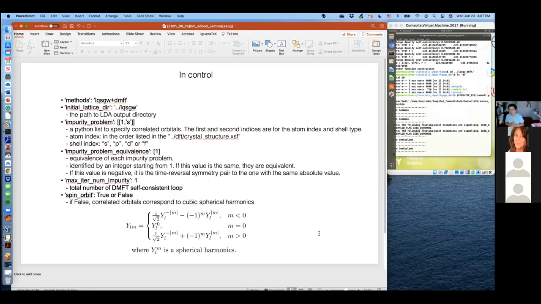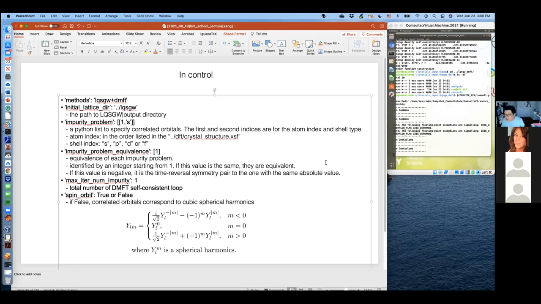Just to remind you, I will go through all the keys one more time. This will be boring, but sorry, I have to do it. The first key is the LQSGW method, where you have four different choices, but in this case it will be LQSGW plus DMFT. The second key is the lattice directory, the initial lattice directory where we ran the LQSGW, which we already calculated here. The impurity problem will be the same. The first key is the impurity atom number, and the second key is the orbital type. You can put just one s here. If you have more than one impurity problem, you can specify whether they are equivalent or not, but in this case we have only one correlated orbital, so you can just put one there. You can specify how many iterations you go through, but for a fast calculation I just set one, so after one iteration the code will stop, for the demonstration.